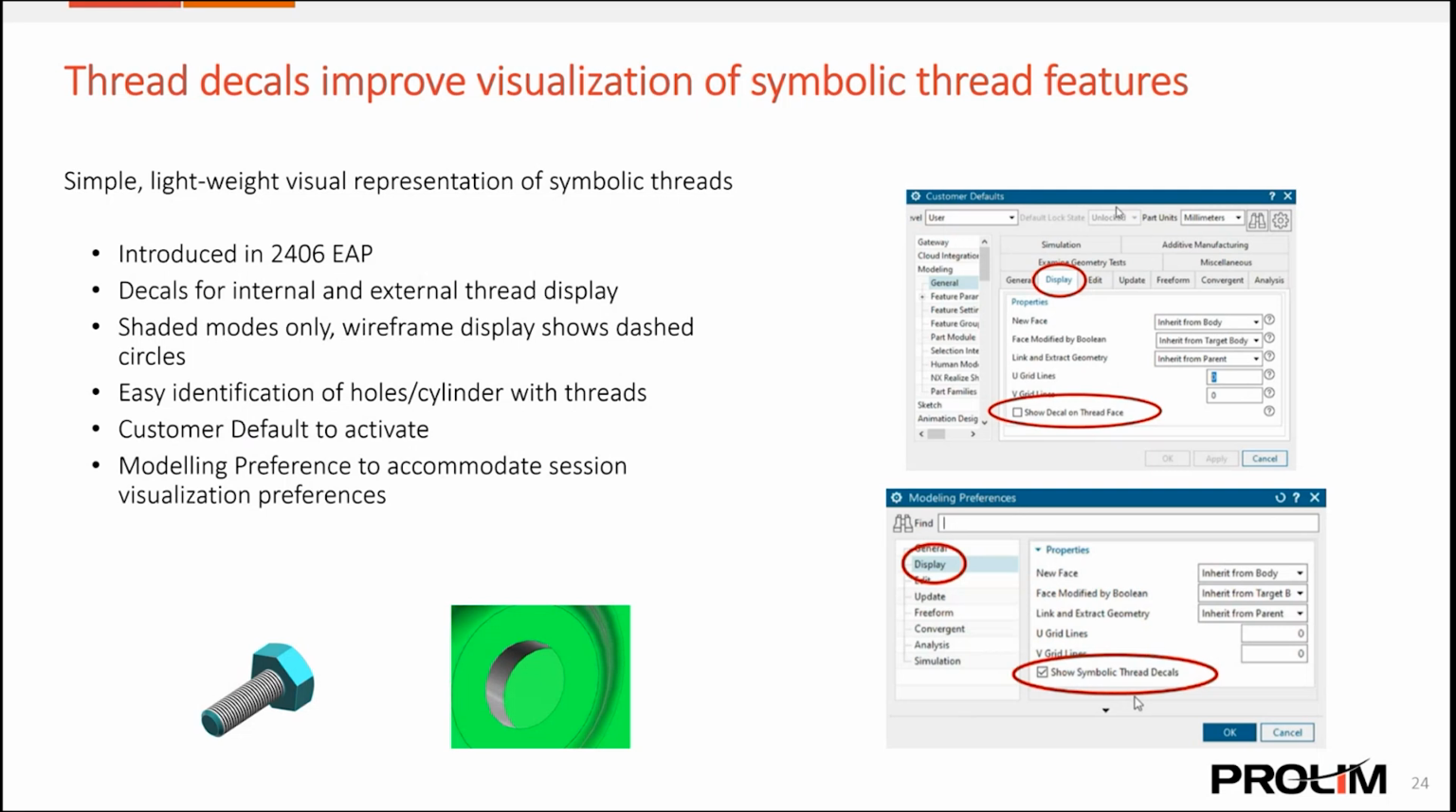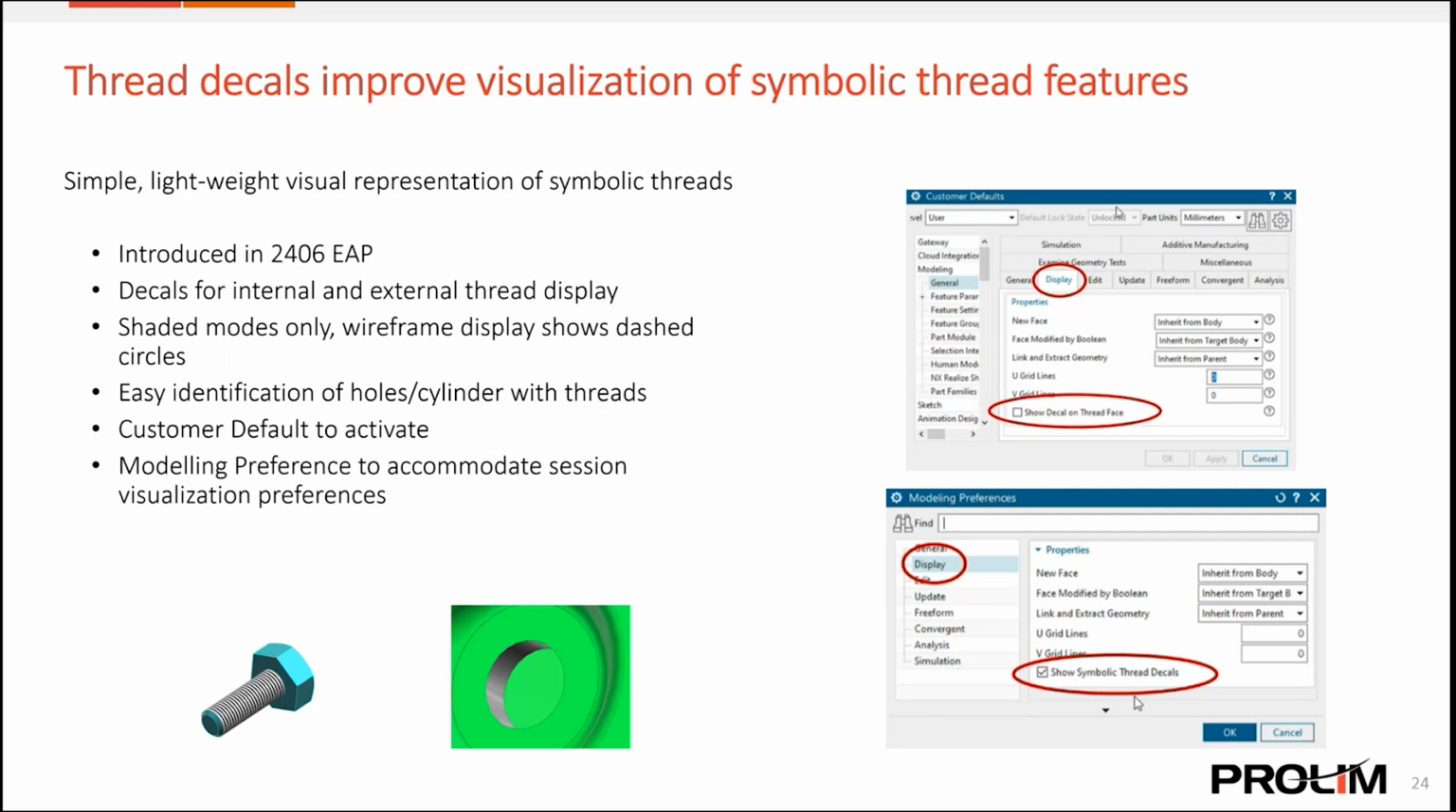Then you can also include thread decals to improve your visualization of symbolic threads. In this case, what you see in the bottom left is not actually detailed or modeled in. That is just a decal put on that bolt to show a symbolic thread. You can have that turned on in your customer default. Go into your general display and choose show decal on thread face, and by selecting that, it'll make it look very similar to this. Otherwise, it's going to take a dashed line and just circle how deep that thread goes on your hole or on your bolt.